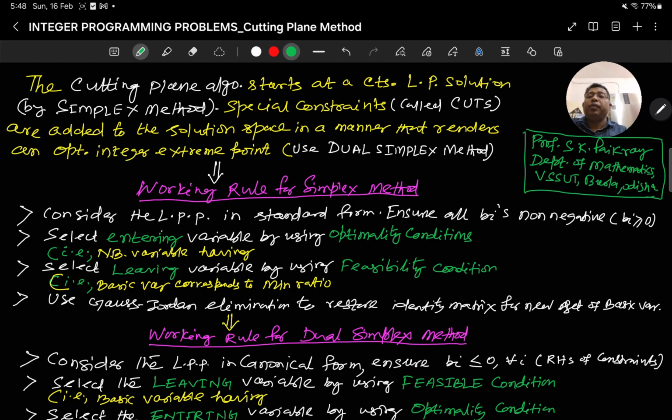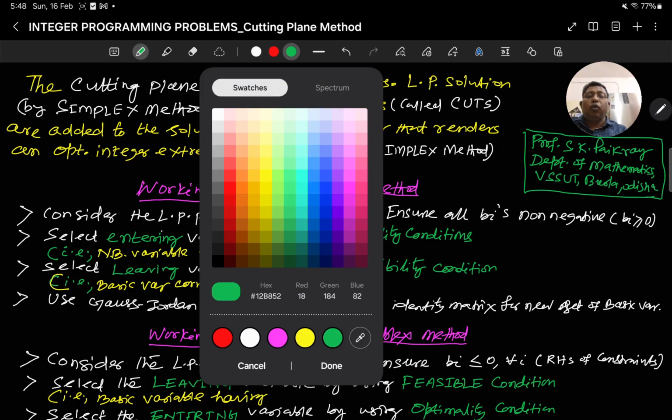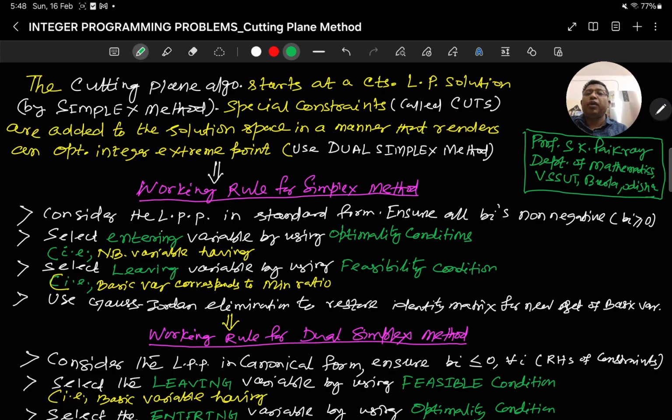Hello everyone. In this lecture we shall discuss the cutting plane technique to solve the integer programming problem. We will discuss the cutting plane algorithm, the cutting plane technique to solve the integer programming problem. In the previous lecture we discussed the branch and bound technique.